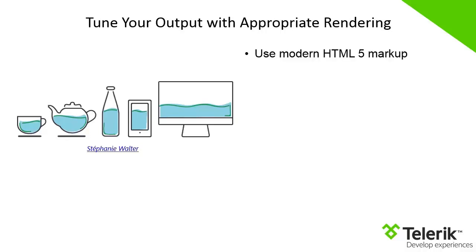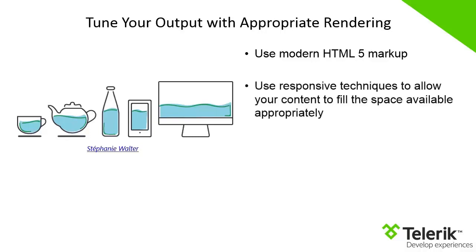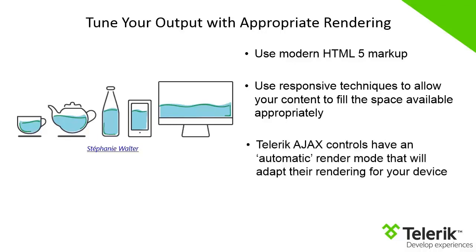So let's use modern HTML5 markup. This will allow us to take advantage of the assets and resources available to us on these devices. We can use responsive techniques to allow our content to fill the space available appropriately. Make things grow to fill the space that's being provided. The Telerik Ajax controls have an automatic render mode that will adapt the rendering of those controls for your devices.